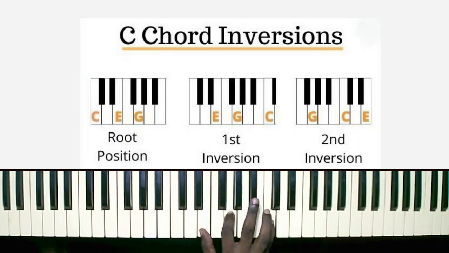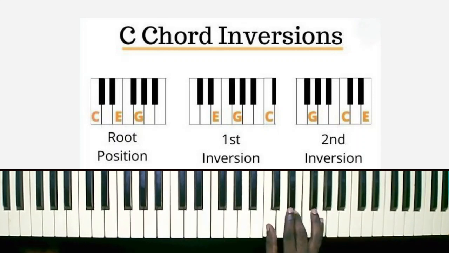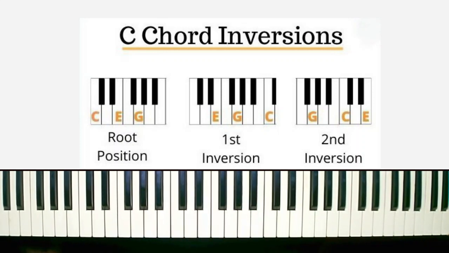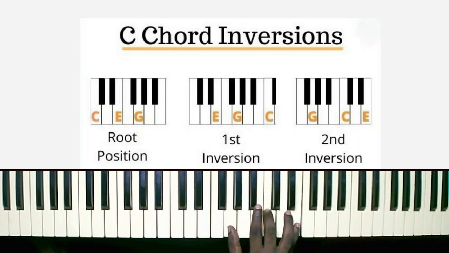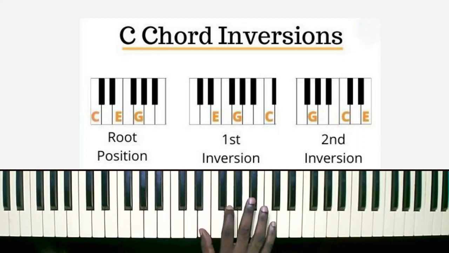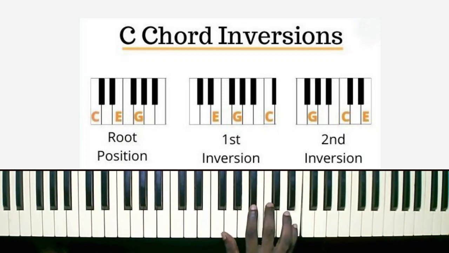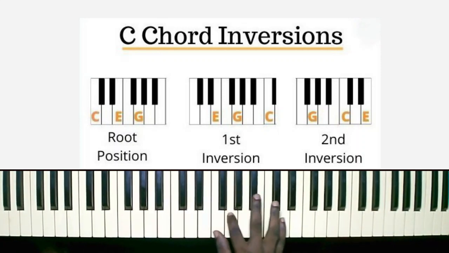Then we have 1, 2, 5, first inversion. Then 1 on the G, 3, 5 on the second inversion. So in the triad, we only have the root, first inversion, and then second inversion. So now practice it in the block form like this, and you can also practice it in the arpeggio form or the broken form. Okay, root, first inversion, then second inversion.